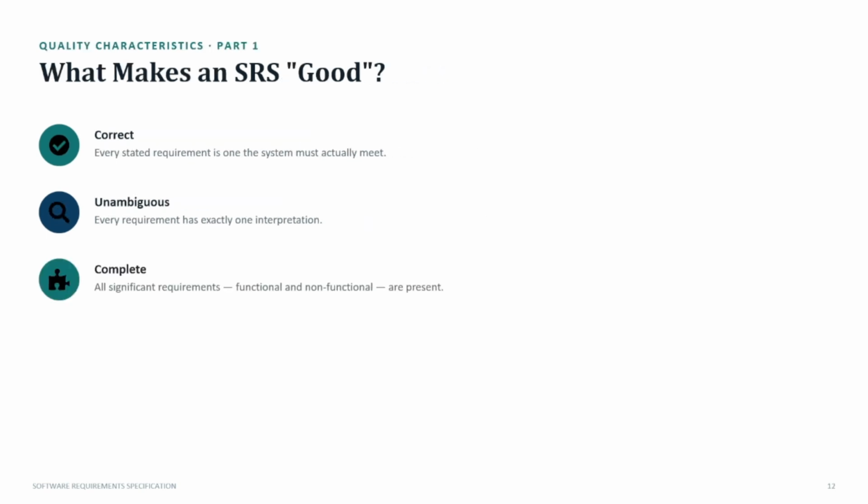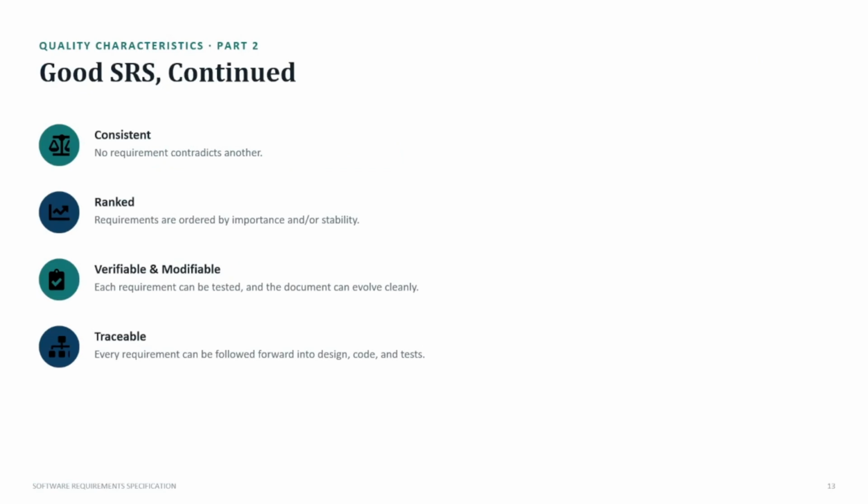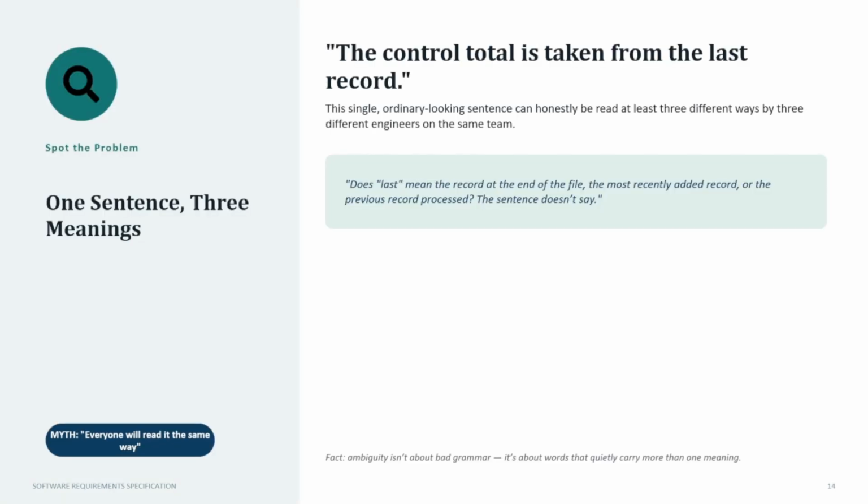Then what makes a good SRS? It should be consistent, ranked, verifiable, modifiable, and traceable. Consistent means no requirements contradict each other. Ranked means requirements are ordered by importance or stability, so the most important is at the first, and as you move down it is ordered accordingly. Verifiable and traceable means every requirement can be followed forward into design, code and test.